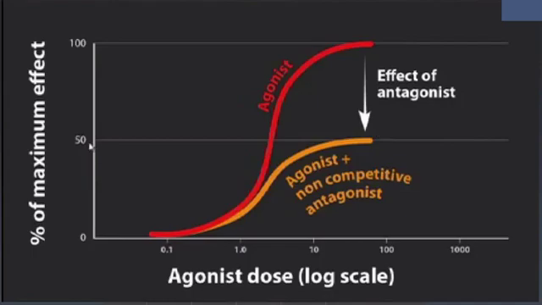EC50 hasn't changed. EC50 for the agonist by itself is right here at somewhere between 1 and 10, we'll call it 4. EC50 for the agonist plus the non-competitive antagonist, the orange curve, is right there. It's at the same place. So it doesn't affect potency at all. It only affects efficacy.